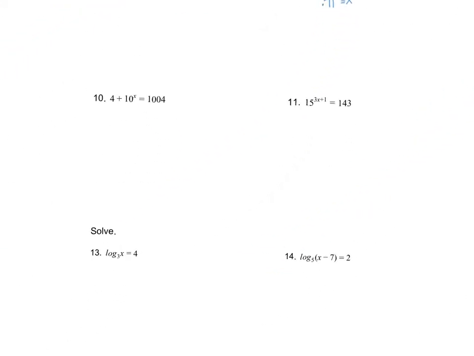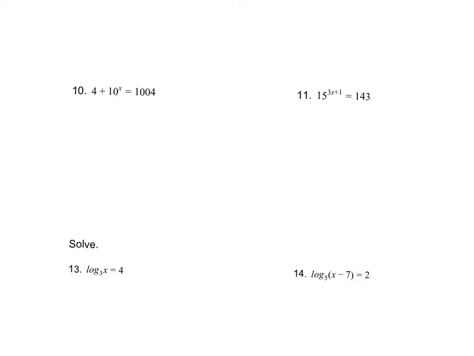All right, we'll keep going. All right, so my first step is to get that exponent by itself. So 10 to what power gives you 1,000? This we can solve automatically. It's 3. Next one we cannot.